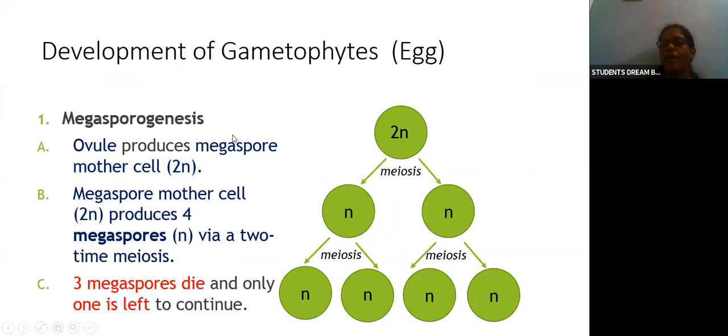Megaspores will be only one, but microspores will be many. So this is the basic concept. Egg will be one, whereas the male reproductive structures, sperm or any pollens, there will be many. So that is the basic concept.